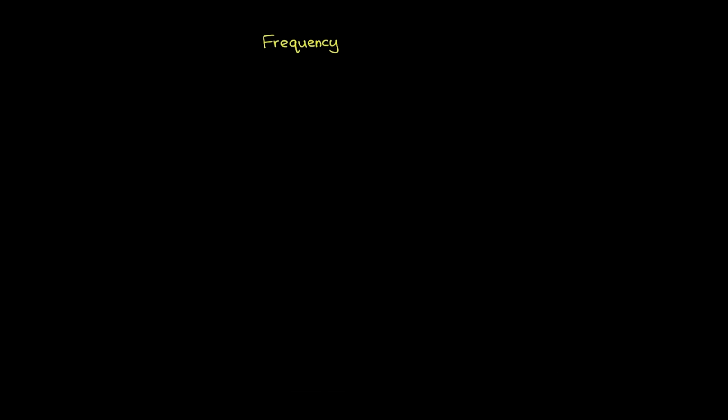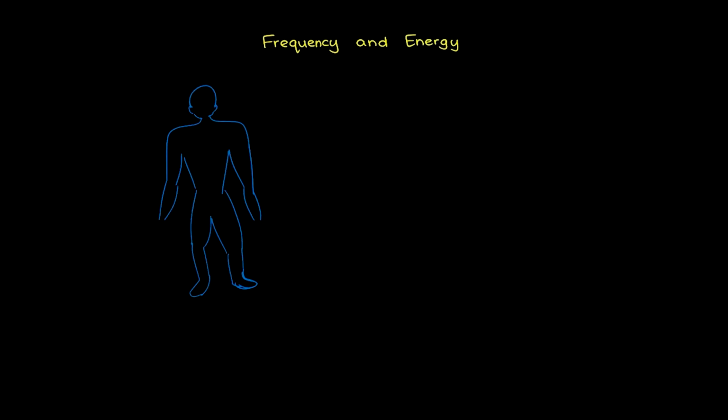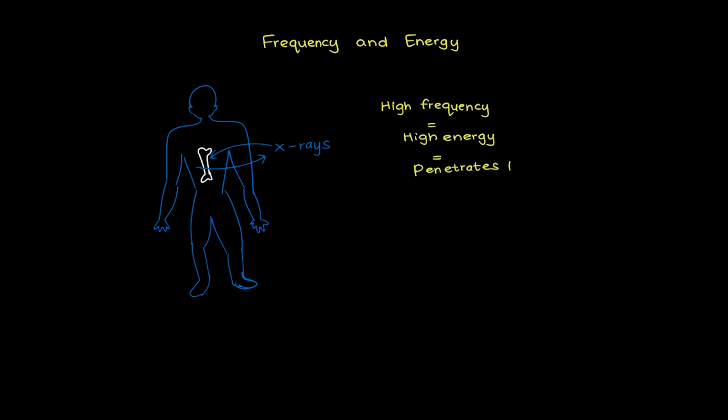Hospitals use different types of electromagnetic radiation for different purposes. X-rays penetrate tissue to image bones. Gamma rays, even higher energy, destroy cancer cells in radiation therapy. Why can high-frequency radiation penetrate and affect tissue more than low-frequency radiation? Energy. Higher frequency means higher energy.